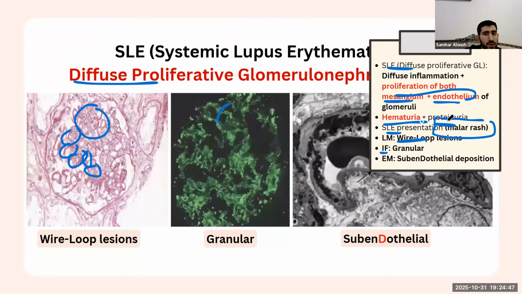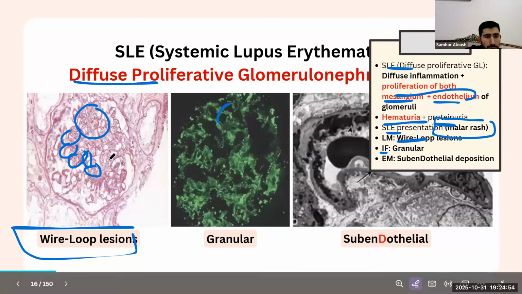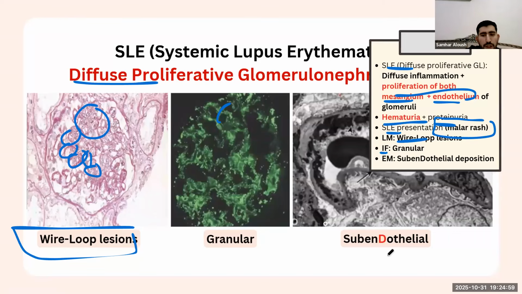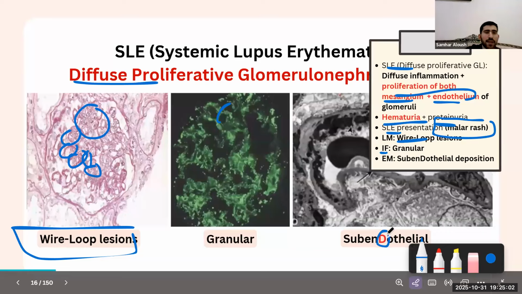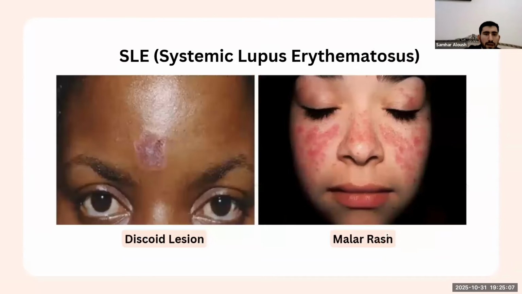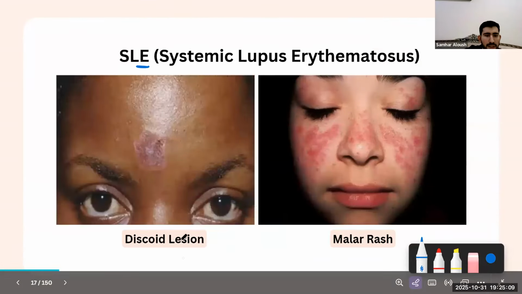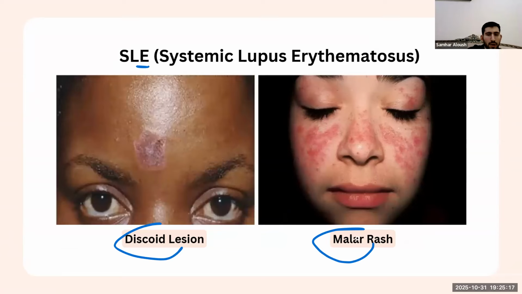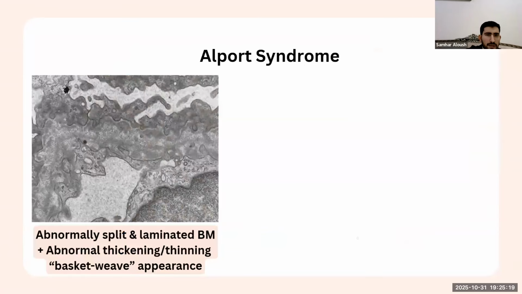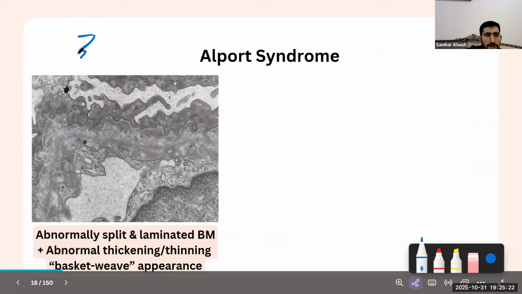They will have hematuria, proteinuria due to proliferation of mesangium and endothelium. So it's diffuse proliferation. On light microscopy, we'll have wire looping because everything is proliferating. It will be granular because it's also immune complex deposition, and it's subendothelial because it starts with a D, diffuse, so subendothelial. All right. And these are SLE presentations, a discoid lesion or malar rash. I put them because in the question they may mention them, like, oh, the patient presented with a discoid lesion or a malar rash. You know it's SLE from that. Okay. So we finished the three nephritic syndromes.